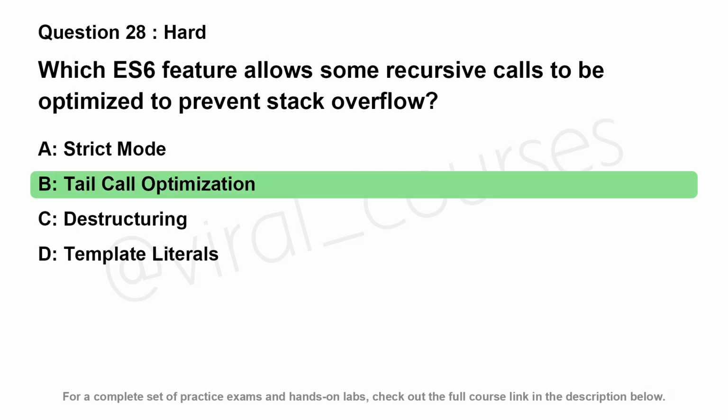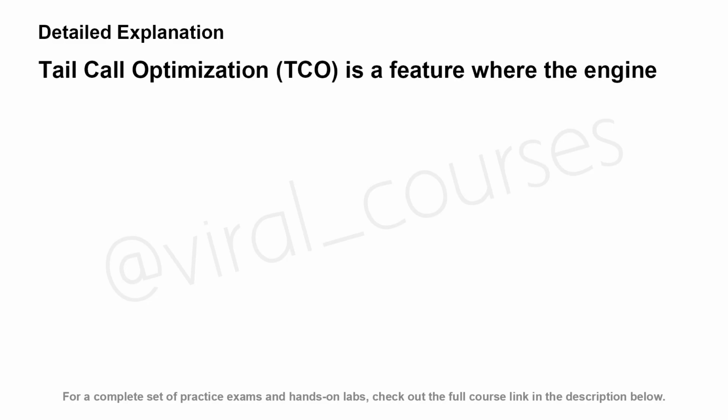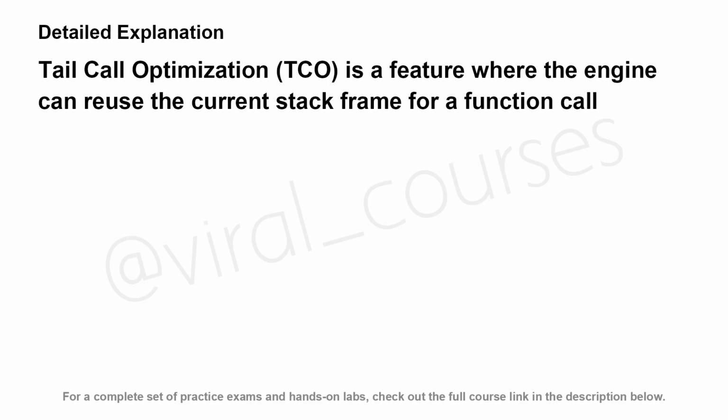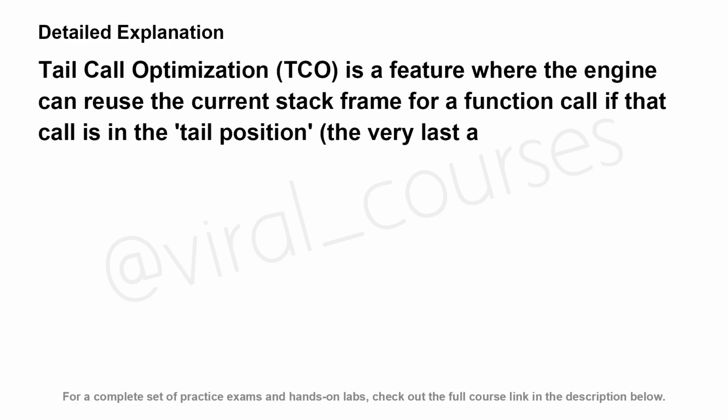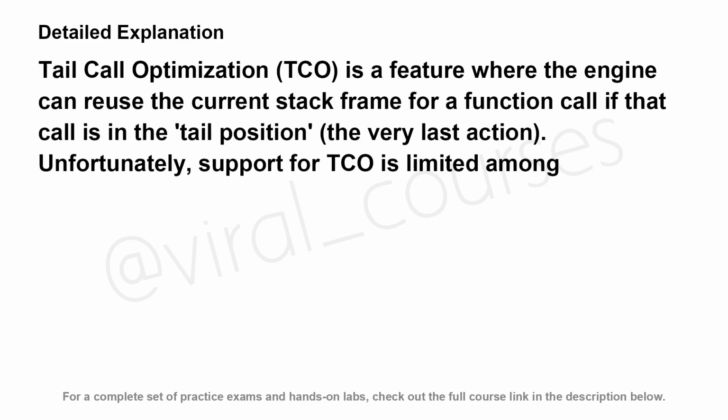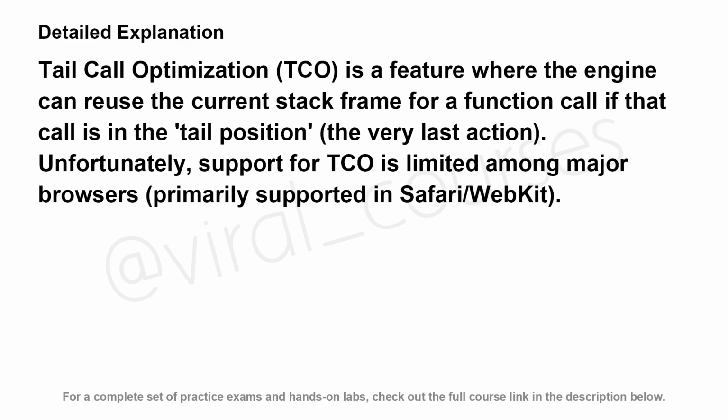The correct answer is B. Tail call optimization, TCO, is a feature where the engine can reuse the current stack frame for a function call if that call is in the tail position, the very last action. Unfortunately, support for TCO is limited among major browsers, primarily supported in Safari, WebKit.